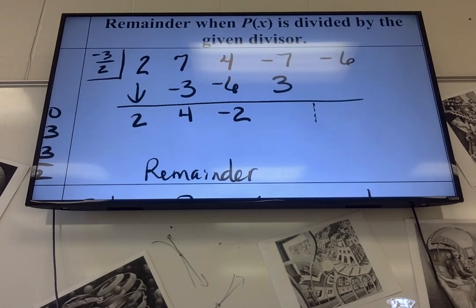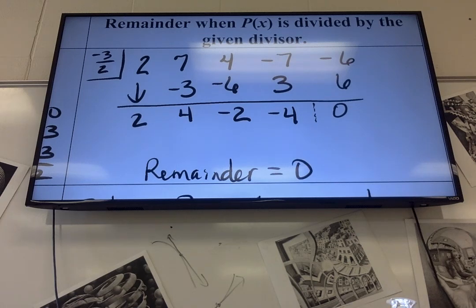Negative 7 plus, I think I was saying times. Negative 7 plus 3 is negative 4. 2 goes into negative 4, negative 2 times. And negative 2 times negative 3 is positive 6. And you add those and you get that the remainder is 0.